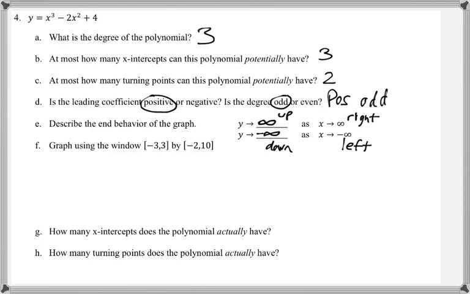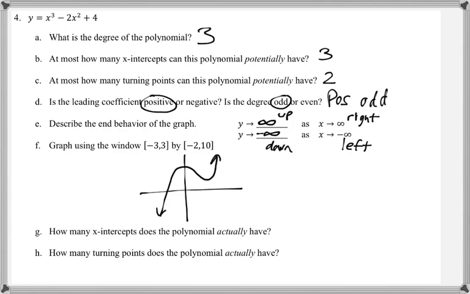Okay, so if you graph the function, make sure that you have your plots off. And my window, I want to do negative 3 to 3, negative 2 to 10. And if I graph it, it's going to look something like this.